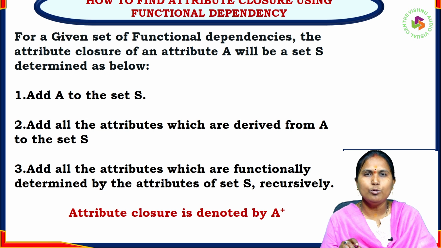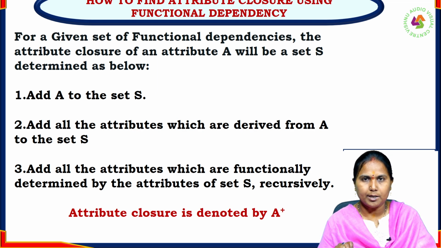See here how to define functional dependency sets. For a given functional dependency set, how many attributes are closer to each other can be defined with functional dependency closures. So, see here, first add A to the set S. Add all the attributes.